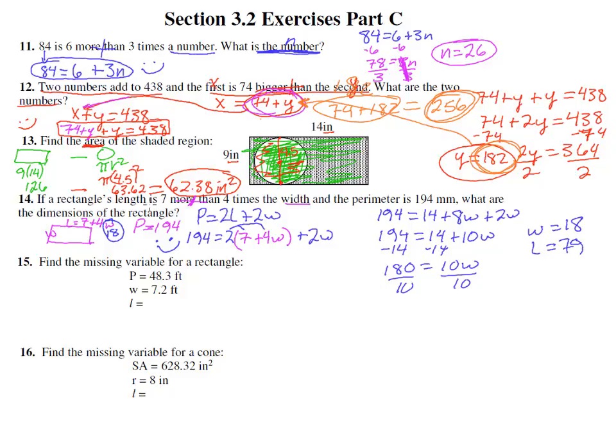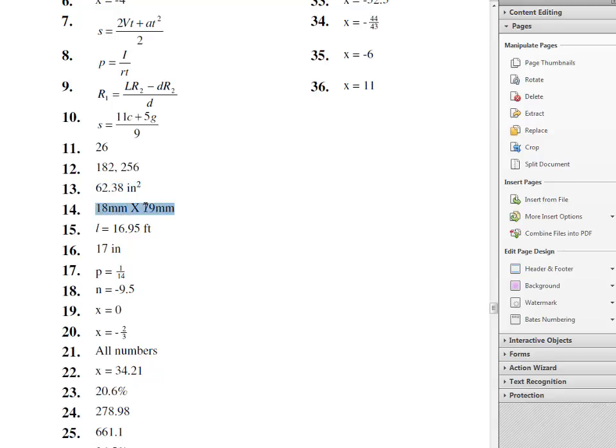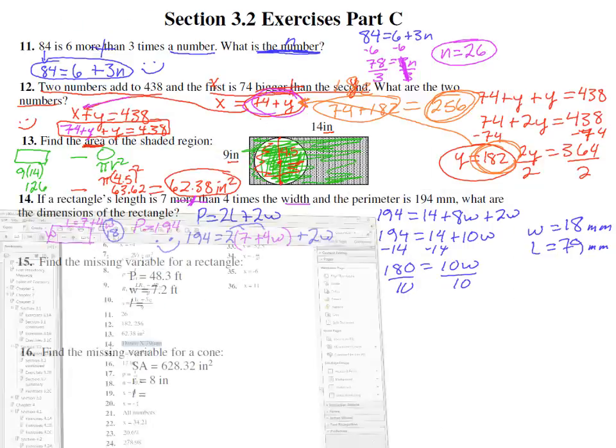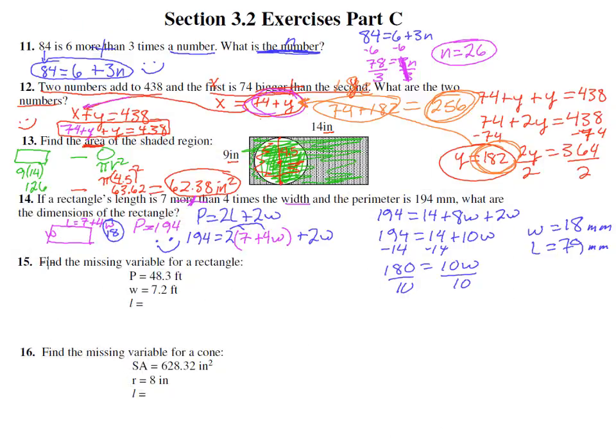And let me see. The perimeter was 194 millimeters. We're not finding area, so we're not in millimeters squared. So these will just be millimeters. Let's check our answer. 18 millimeters by 79 millimeters. That's correct. Number 15, find the missing variable for a rectangle.